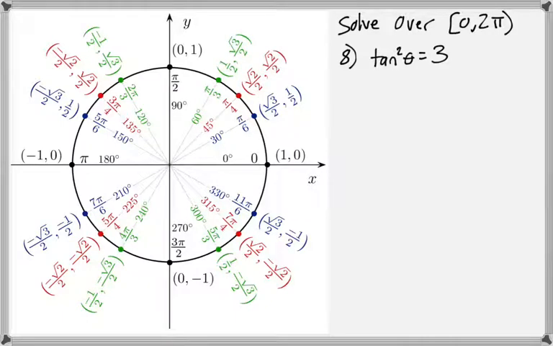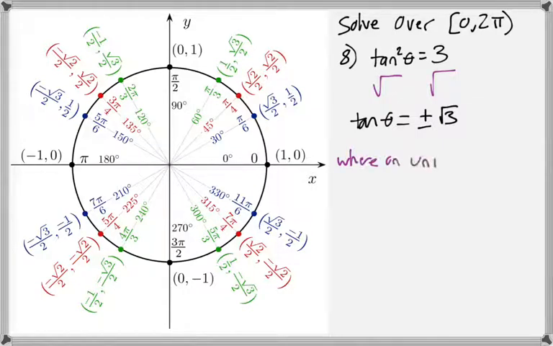On number 8, I'm trying to solve the trig equation, and I don't need to really move anything around, but I do need to take the square root of both sides to get rid of that square. So this will be tangent of theta is equal to plus or minus square root of 3. So I need to look at where on the unit circle is y over x equal to plus or minus square root of 3.